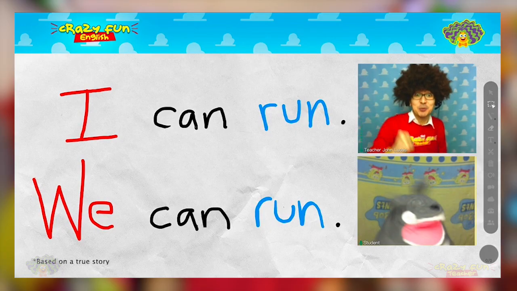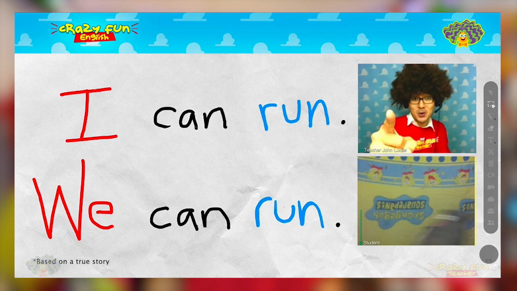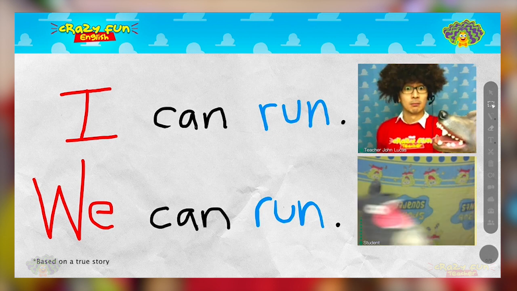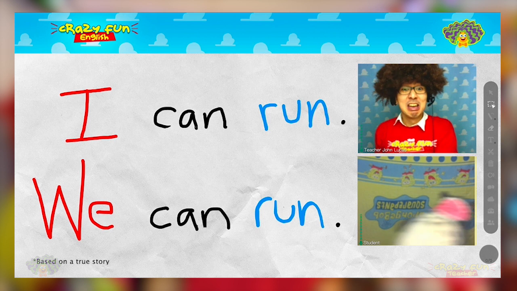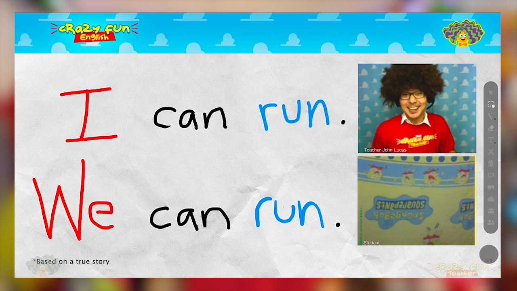I can run! I can run! Yes! Totoro can run, teacher can run. We can run! Run! Okay, so let's read again.